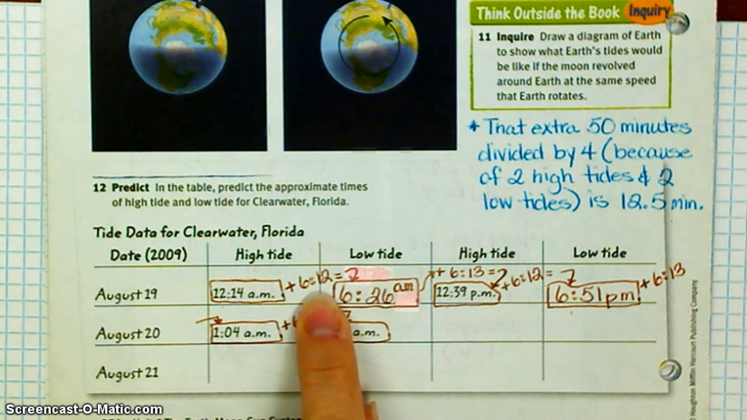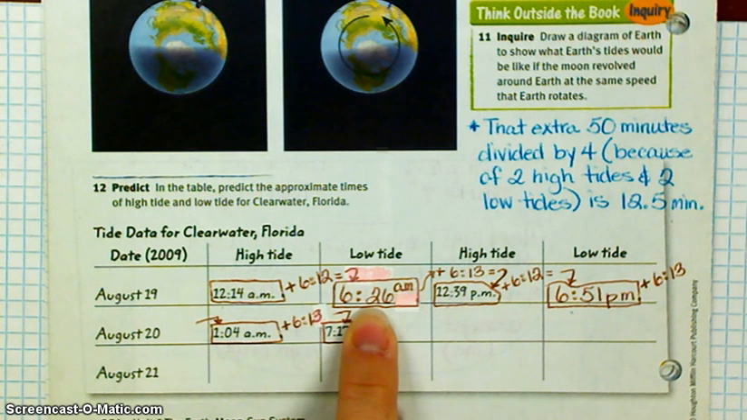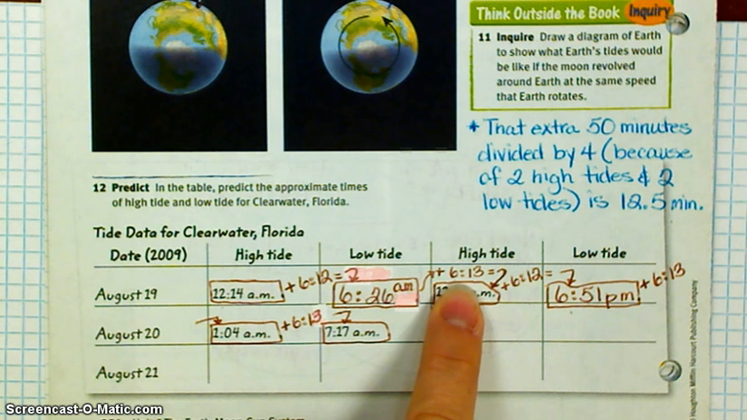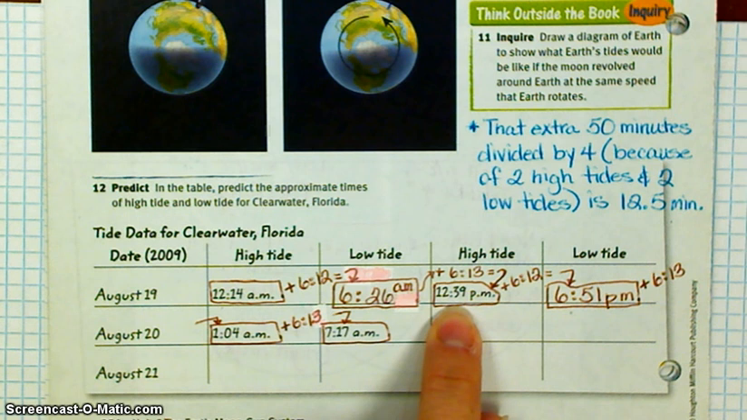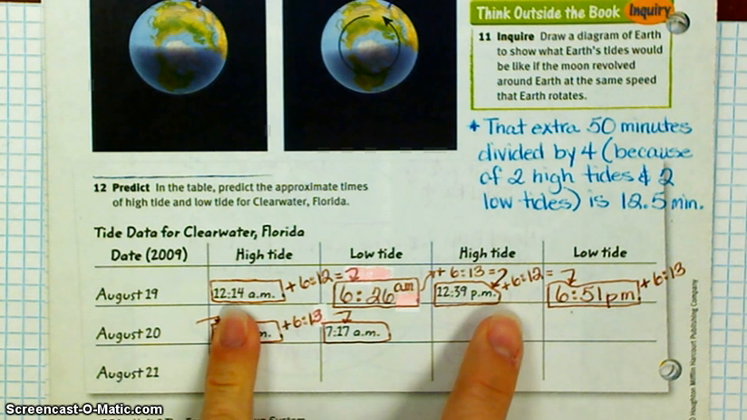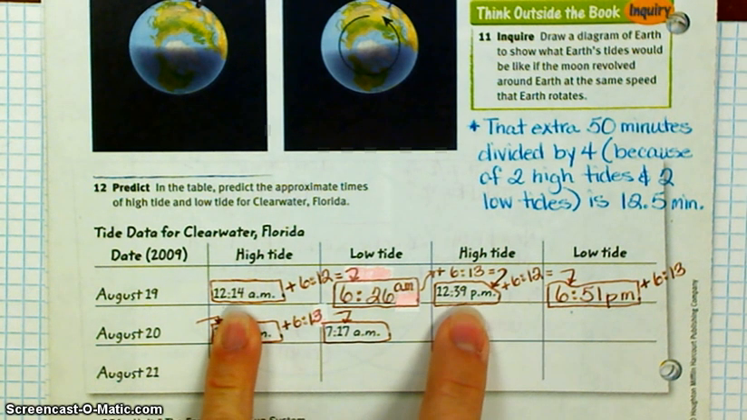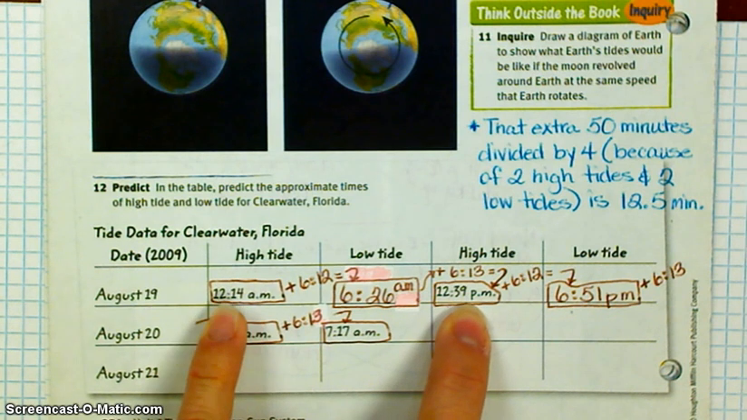This time I'm going to add 6 hours and 12 minutes and I come to 6:26 in the morning, a.m. The next time I'm going to add 6 hours and 13 minutes, because remember it's really 12 and a half, and that's going to bring me to 12:39 p.m. for the next high tide. Notice 12:14 to 12:39, that is a difference of 12 hours and 25 minutes.